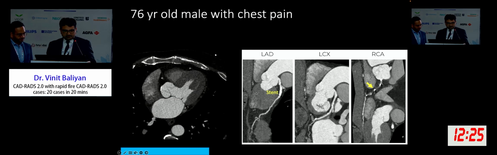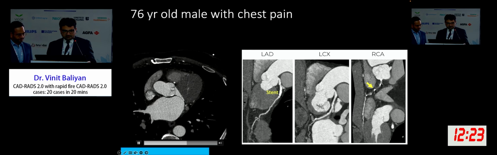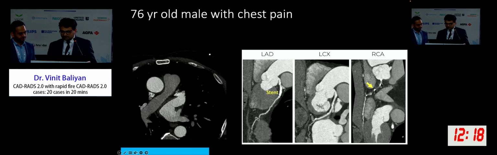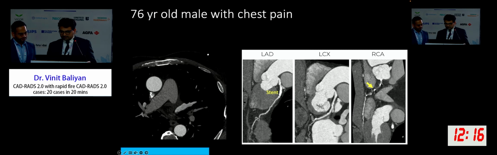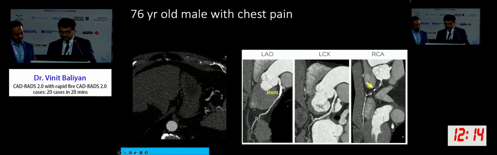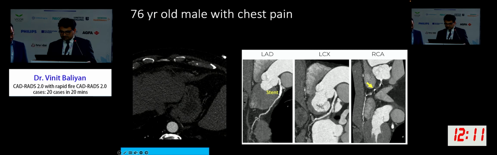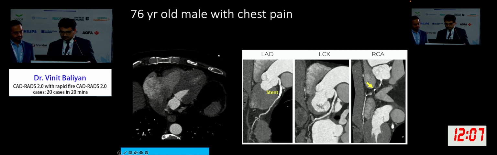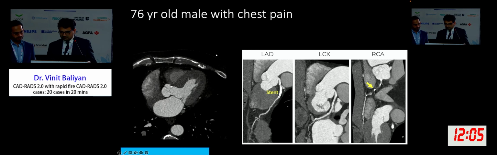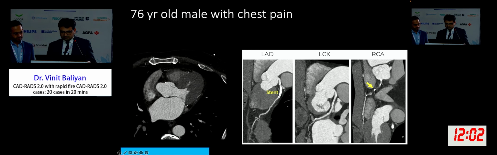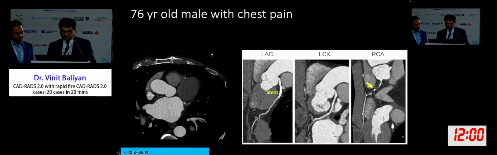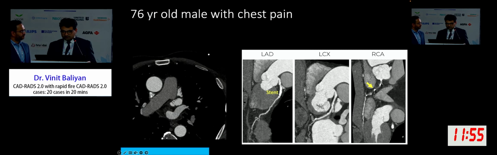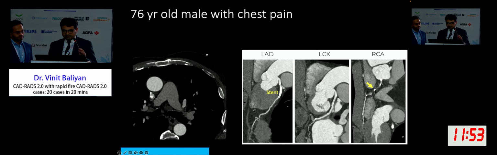A 76-year-old male with chest pain, and we have a cine playing over here, and then we have shown there is a stent and there is some kind of arrow in the RCA, and we see a lot of plaque. In the RCA there are at least 3 segments involved. Circumflex, there are at least, I think, even 3 segments I can see, and left main and LAD. So I see 8 segments involved, and this RCA doesn't look good.